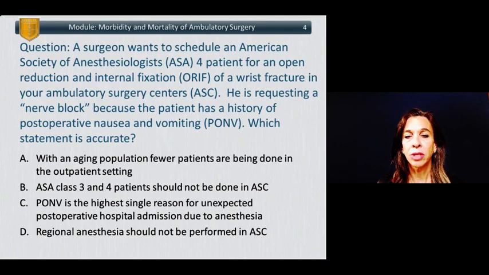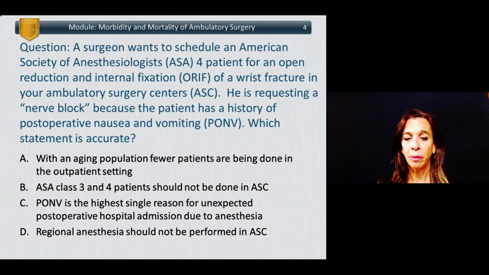A surgeon wants to schedule an American Society of Anesthesiologists, or an ASA, for a patient for an open reduction internal fixation of a wrist fracture in your ambulatory surgery center. He's requesting a nerve block because the patient has a history of postoperative nausea and vomiting. Which of the following statements is accurate?